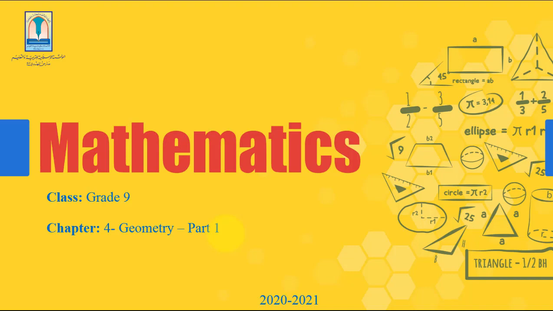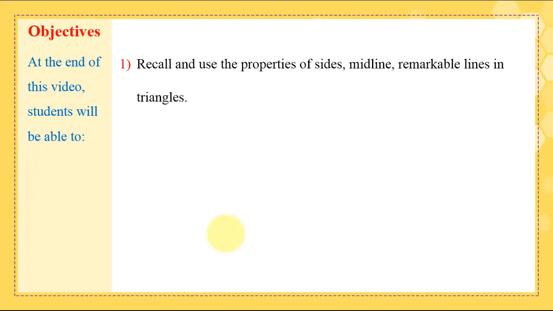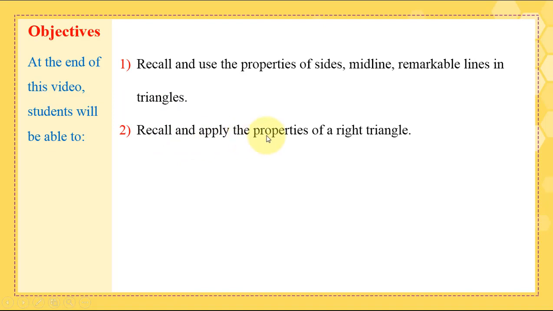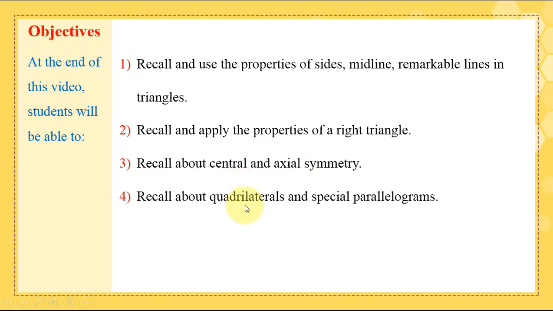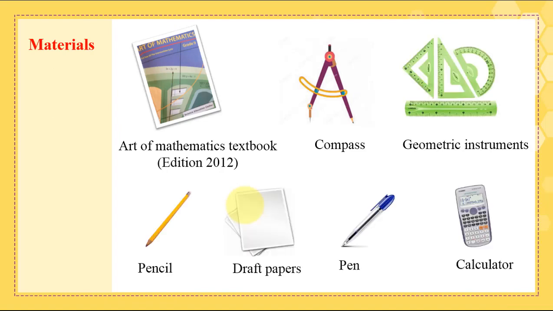Welcome to Chapter 4 Geometry Part 1. Our objectives are: recall and use the properties of sides, midline, remarkable lines in triangles. Recall and apply the properties of a right triangle. Recall about central and axial symmetry. Recall about quadrilaterals and special parallelograms. These are the materials you should prepare before you start.